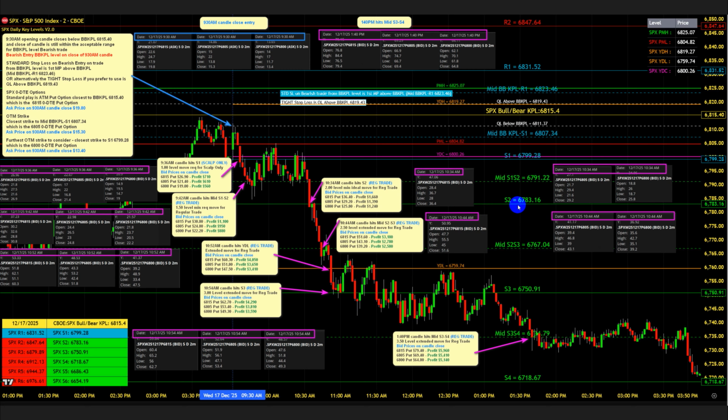off of S2, then a 2-level move back in the other direction up would be the bull bear key price level, and then a scalp on a 1-level move would be the S1, and then a 1.5 level move would be S2 to the 1.5 level move here, mid BKP LS1. And it works the same off of the other levels as well.